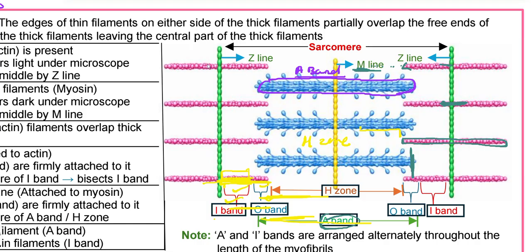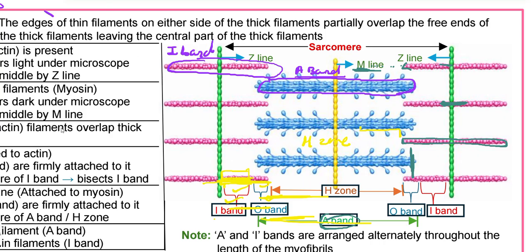Then the entire pink color, it is the actin, that is the thin band. That means light can pass. So this entire band, what do we call it as? We call it as I band, or this band is called the light band. ठीक है, A band dark band हो जाती है.